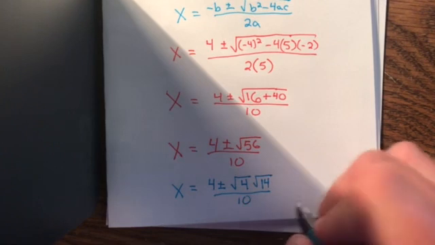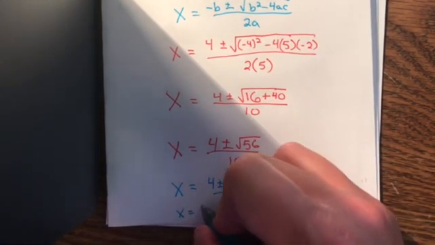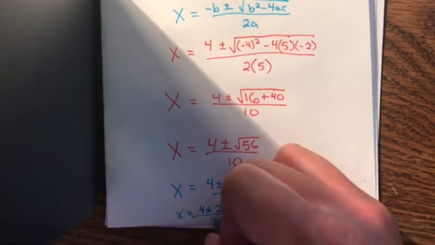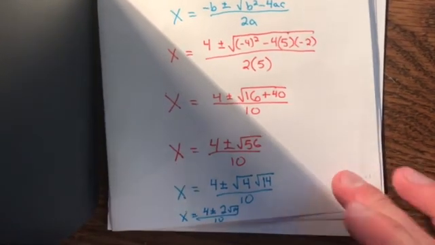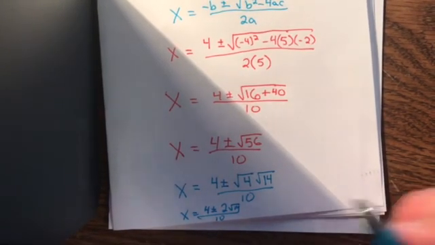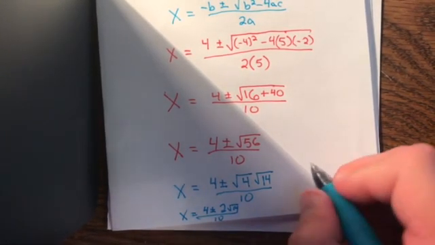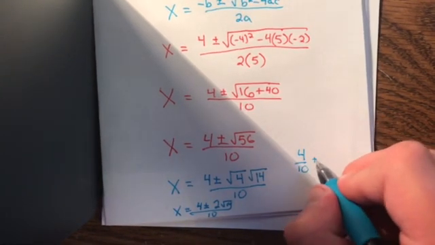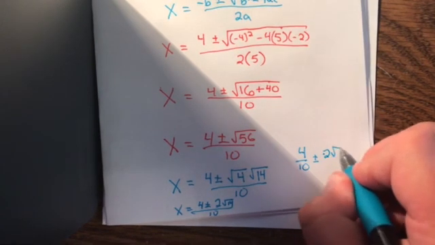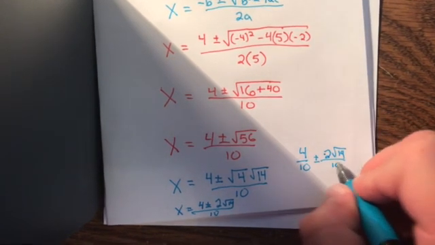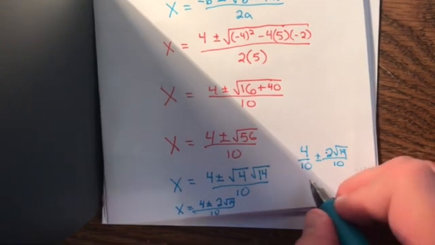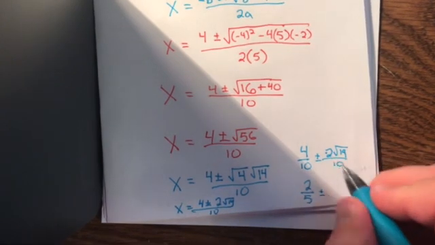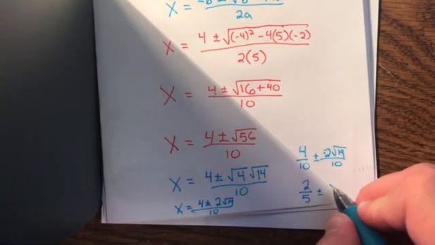The square root of 4 is 2. So we're going to get x is equal to 4 plus or minus 2 times the square root of 14, all over 10. Finally, you're going to want to simplify the fraction just a little bit, and you could even write this as 4 tenths plus or minus 2 times the square root of 14 tenths, and then just simplify. 4 tenths is the same thing as 2 fifths, plus or minus 2 tenths, that's the same thing as 1 fifth, or I would just write the square root of 14 over 5.